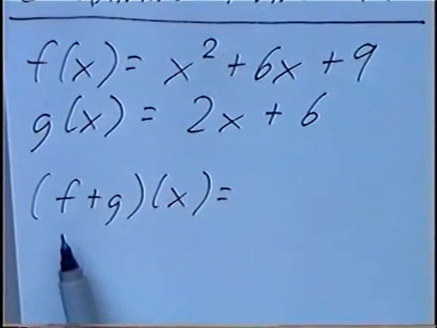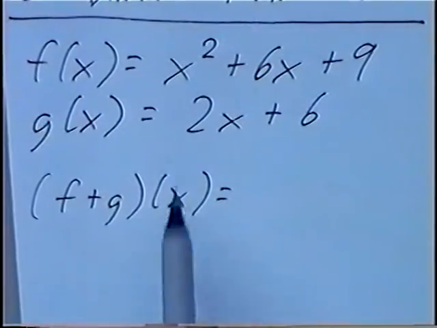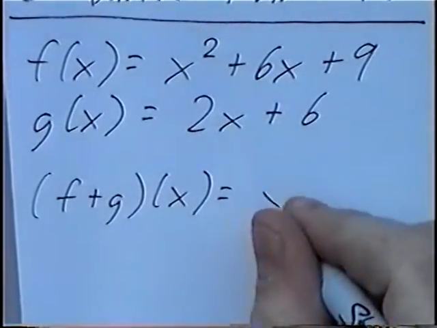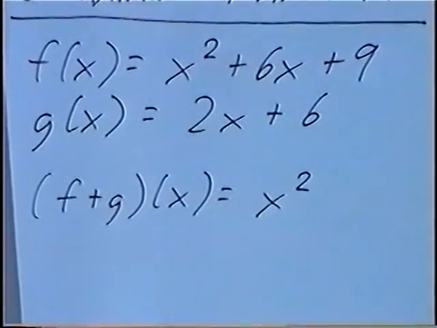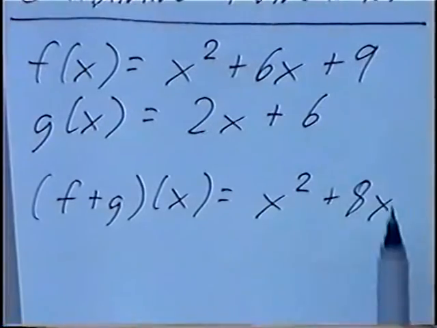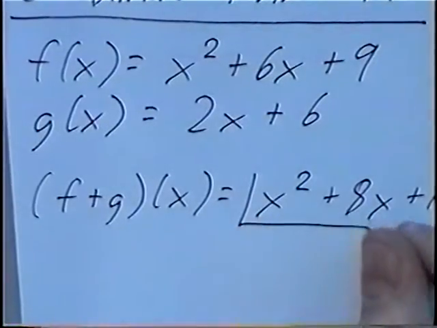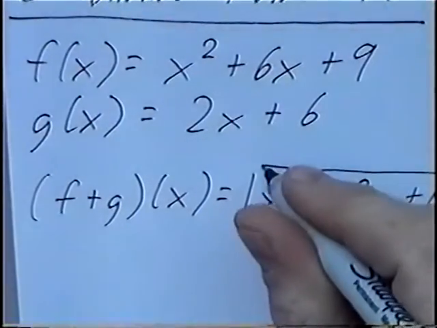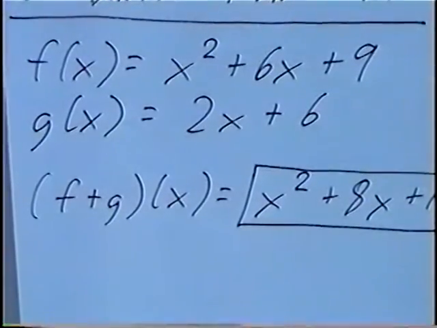For this problem, f plus g will be adding the two functions. Combine like terms, we have a single x squared. Adding the x's together, 6x plus 2x would be 8x. And adding the constant numbers together, 6 plus 9 would be 15. So our final answer after adding the functions, x squared plus 8x plus 15.